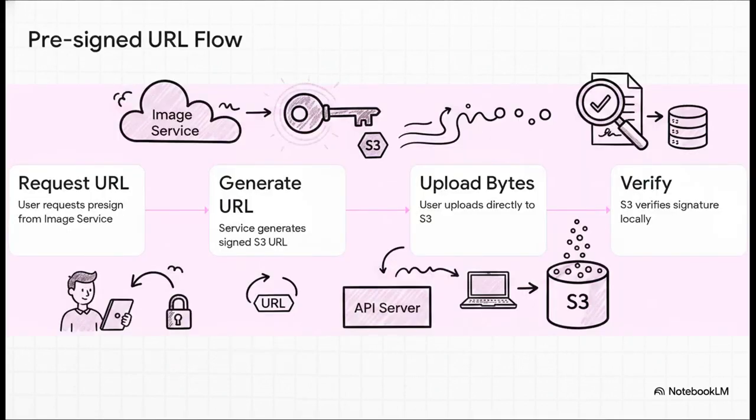But here is the internet scale solution, which completely bypasses your API server using pre-signed URLs. It's a 4-step dance. First, the user asks the image service to prepare an upload. Second, the service generates a short-lived cryptographically signed S3 URL. Third, the client uploads those heavy bytes directly to the storage bucket. And finally, S3 just verifies that signature locally. Notice what happened there? Your application tier never even touched the photo.